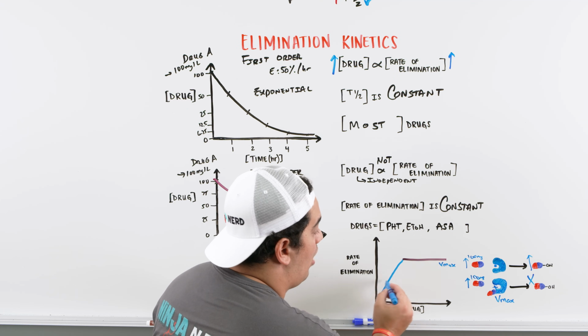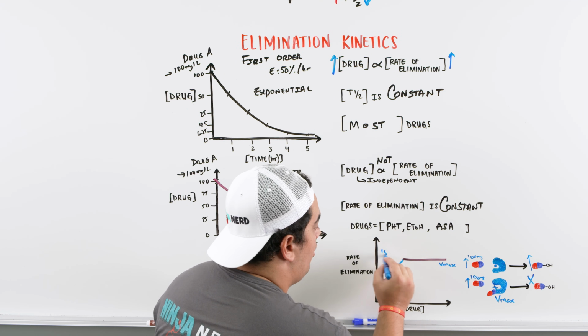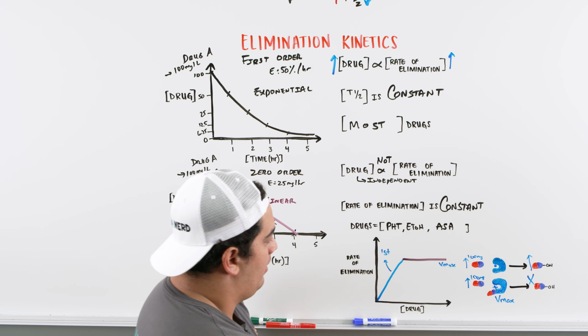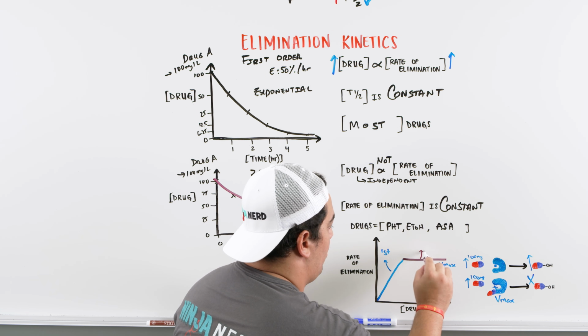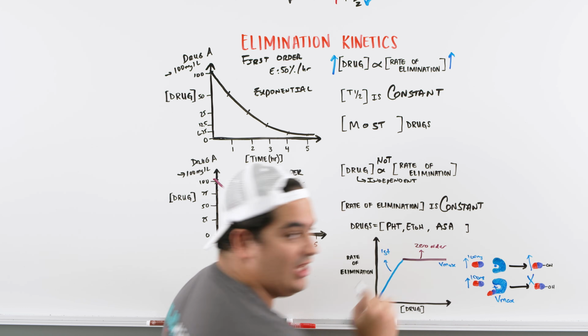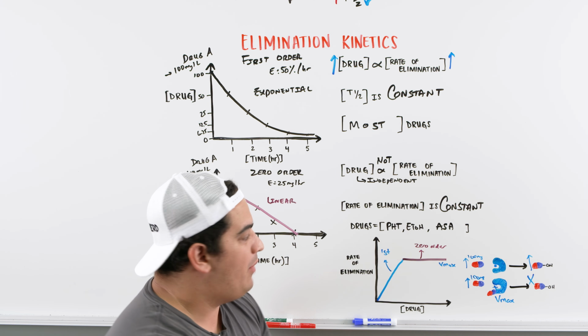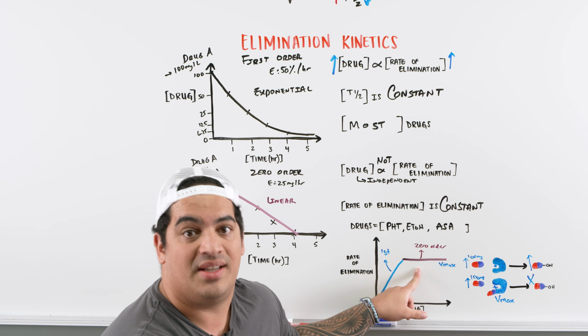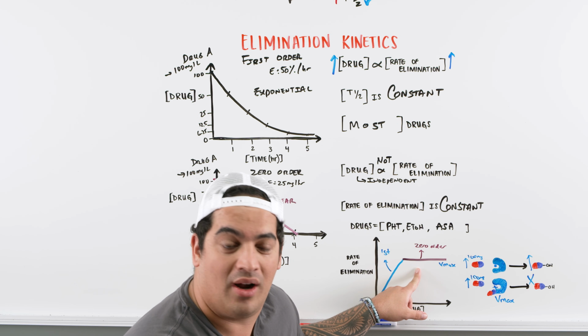So whenever you look at this aspect of the graph, this is first order. This, my friends, is zero order. And the problem with this is that you can see toxicity with this aspect of zero order. That's why we don't like, as clinicians, to see zero order enzymatic kinetics with a particular drug.